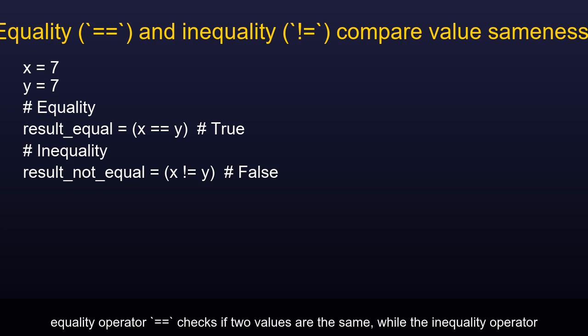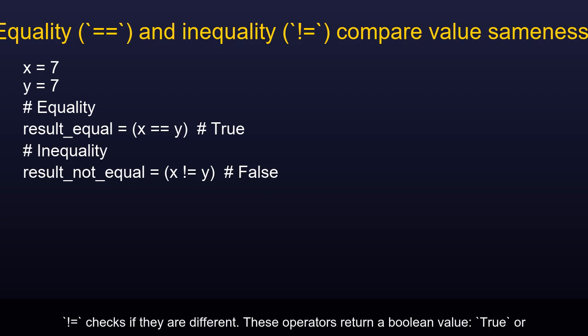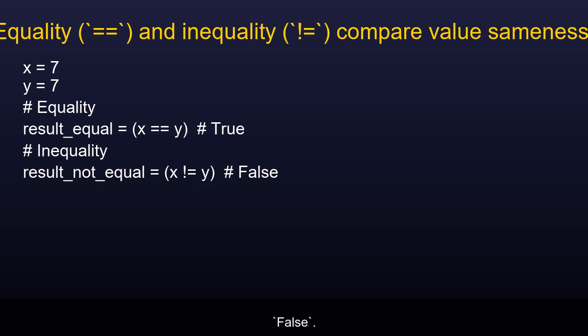The equality operator (==) checks if two values are the same, while the inequality operator (!=) checks if they are different. These operators return a Boolean value, true or false.